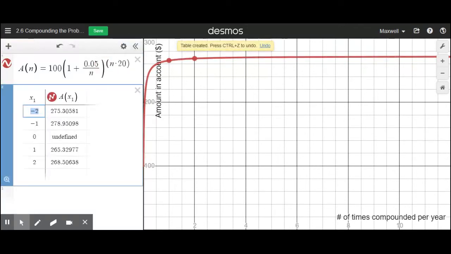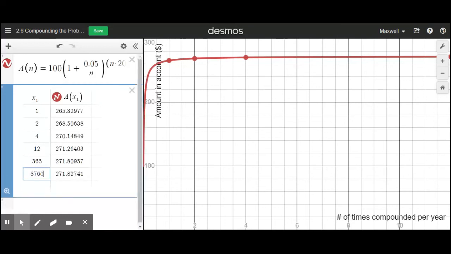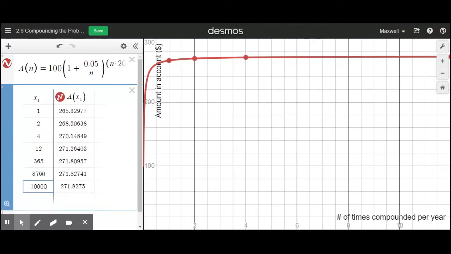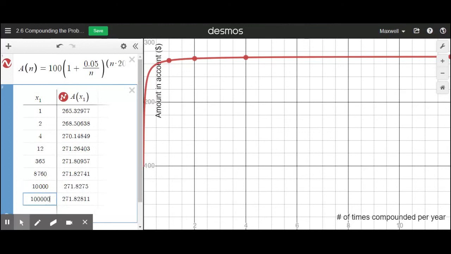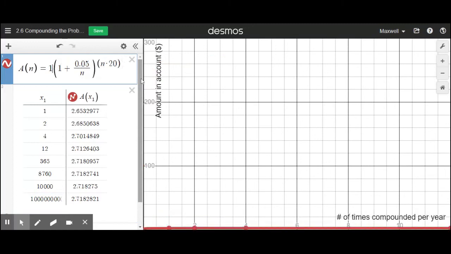So if we convert this to a table, we could start out at 1, 2, 4, 12 times a year. And then we tried daily, 365 times a year. And then we tried hourly, 8,760 times a year. And eventually we could go out to 10,000 times a year. We could go out to 100,000 times a year. And eventually we're going to get to that value of E that we mentioned earlier, if you divide that by 100. So if I change this to be a 1, well, now as you go out forever, we're just getting that E value that we mentioned earlier.